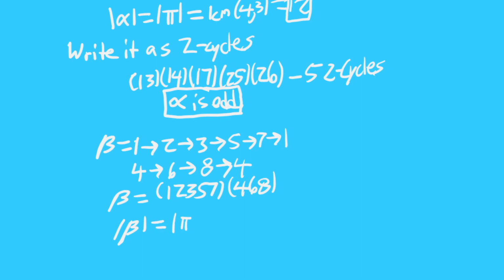And then let's find the order of beta. The order of pi, which is the least common multiple. We have a 5 cycle and 2 cycles, so 5 and 2. And that gives us 10. So there's our order for beta.